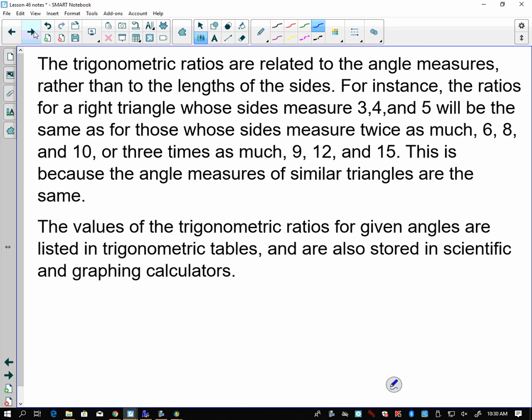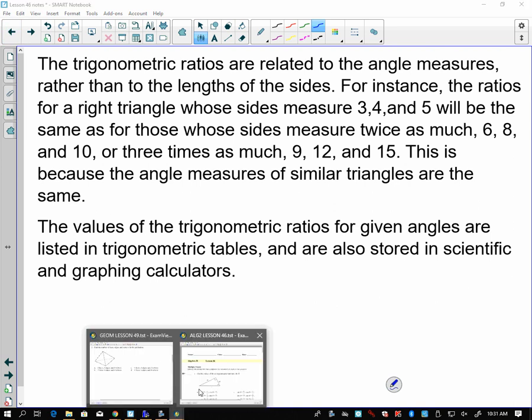The values of the trigonometric ratios for given angles are listed in trigonometric tables and are stored in scientific and graphing calculators. You have trig functions in your calculator. So we made it through all this, right? It's a lot of information. It's information you need to hold, maintain, keep, okay? You have your book. You have some charts in there that are helpful on page 331 and through those types of things. Okay, but opposite, adjacent, hypotenuse are terms that you need to know.